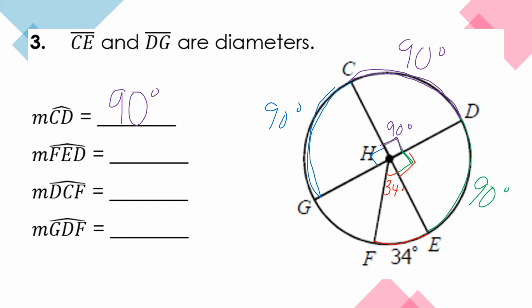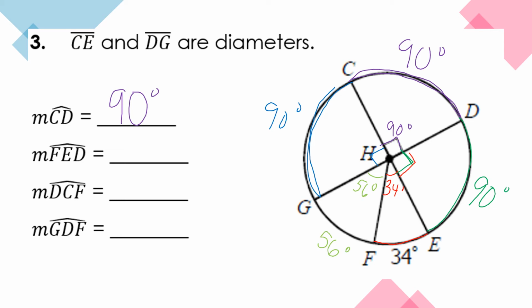And then finally, to find the last arc, you can do it several different ways. You can do 360 minus 90, 90, 90, and 34. Or if all of those other ones are 90, that means that G to E needs to be 90. So you can do 90 minus 34, which is going to give you 56 degrees. So this angle, let's find a color I haven't used, 56. The arc is 56 degrees and the angle is going to be 56 degrees. So now we should be able to find everything.